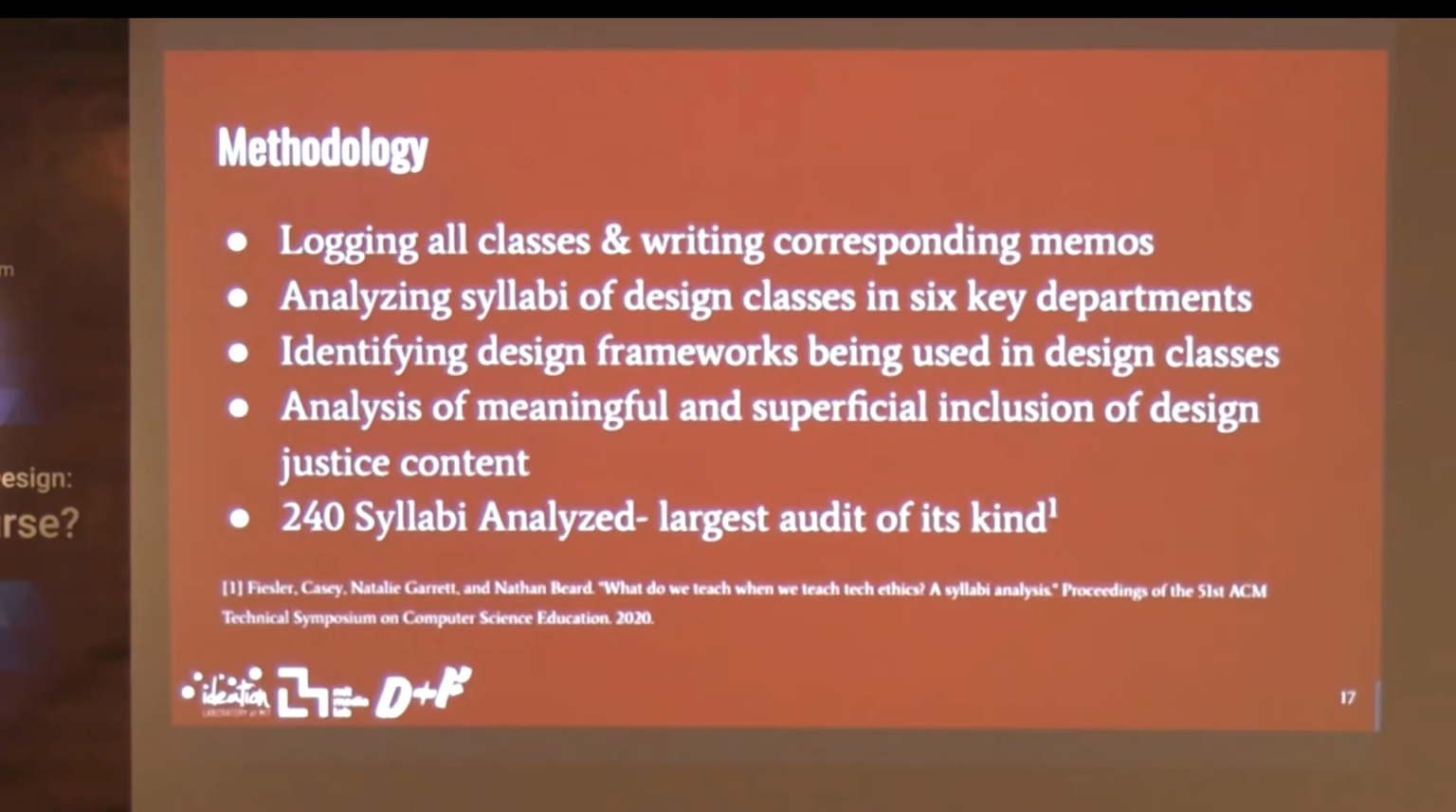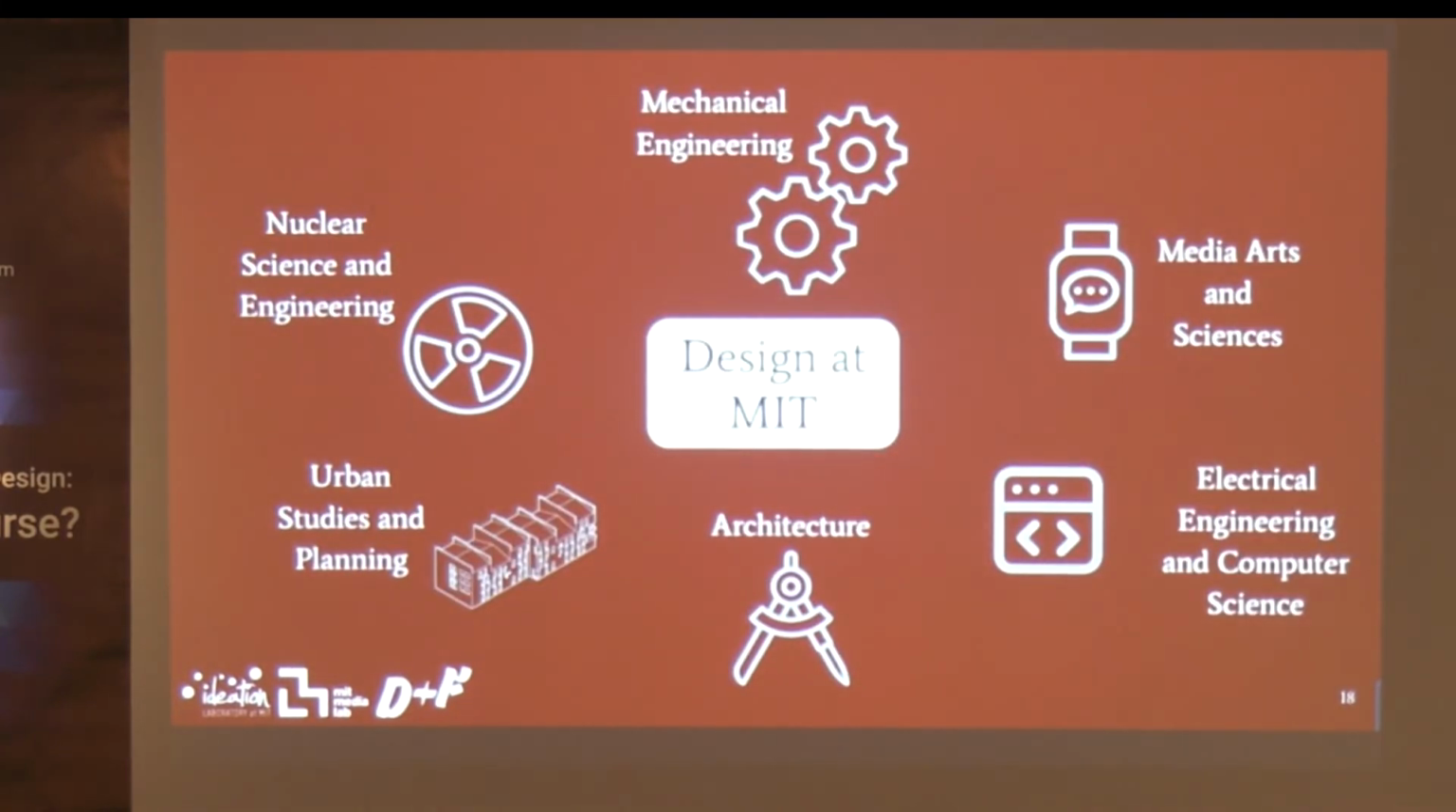So the methodology for our project, we logged all the classes in 6 key departments in our institution and wrote some corresponding memos. Then we analyzed the syllabi from these classes, identified the design frameworks being used for each course, and then did an analysis of the meaningful and superficial inclusion of the design justice content. And overall, we analyzed 240 syllabi, which, as far as we're aware, is the largest audit of its kind, so we're very excited about that.